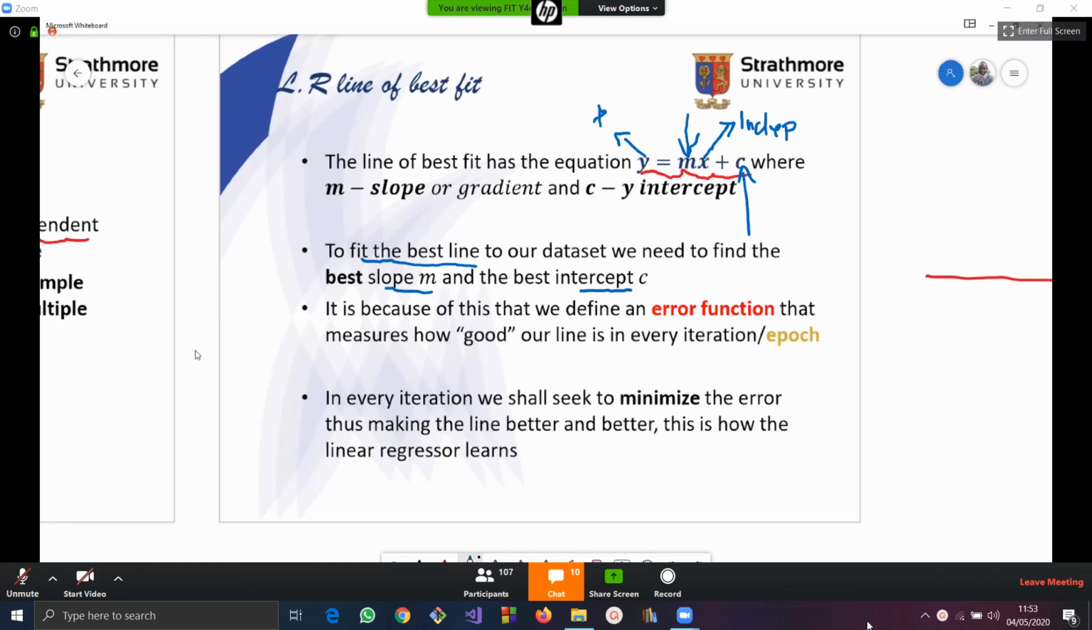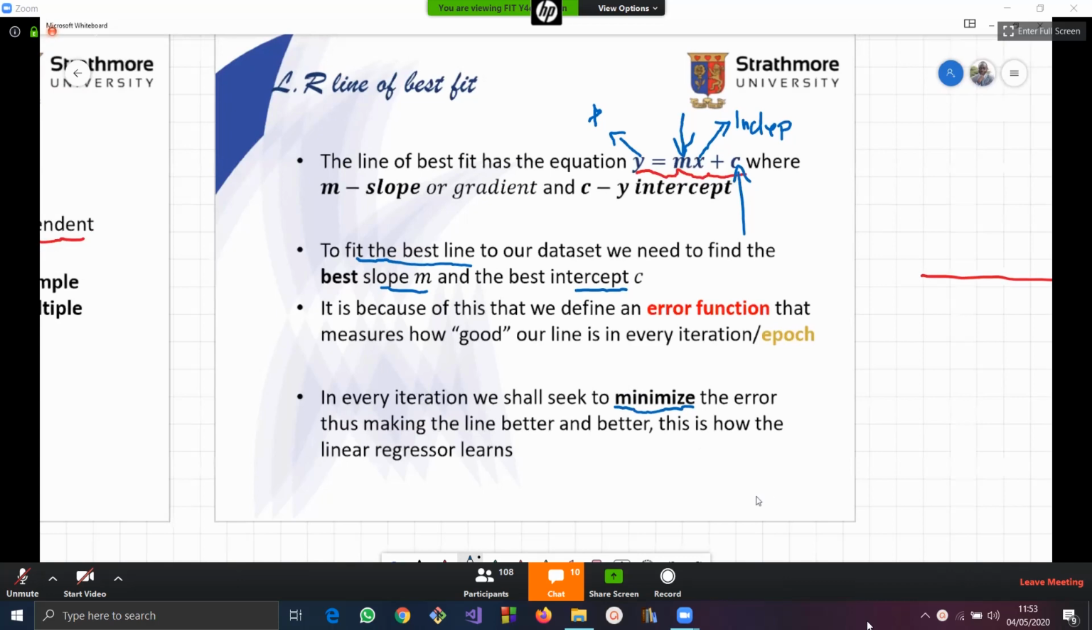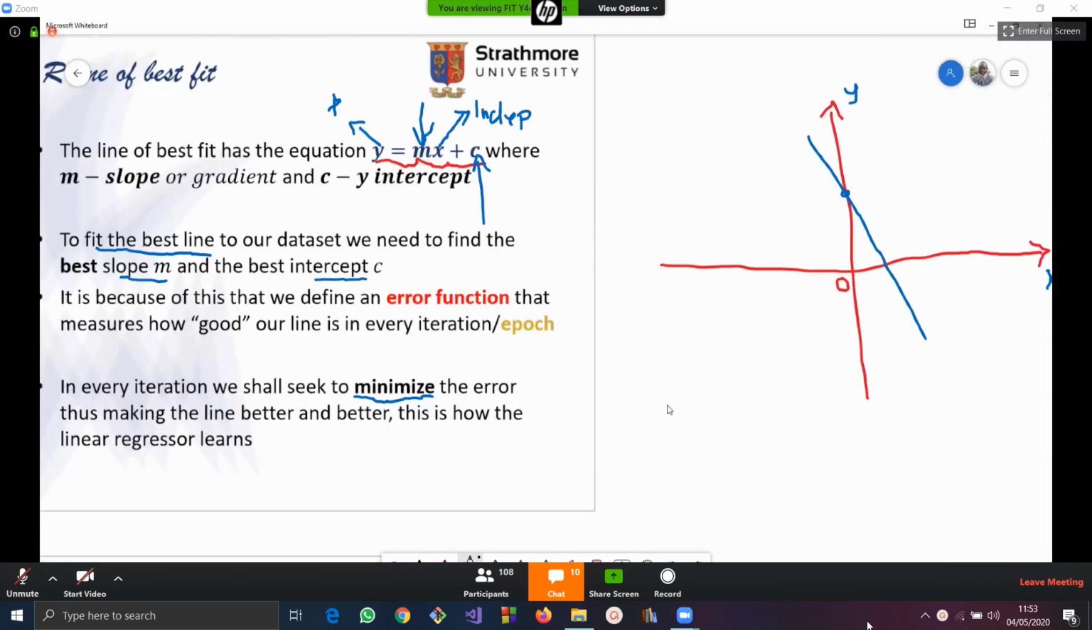So we are going to use an error function. And the thing we are going to do is that we want to minimize the error. Okay, so the more you minimize the error, the closer you get to the best M and C. That best M and C, they are called the optimal values. So I'm looking for optimal values for both M and C.